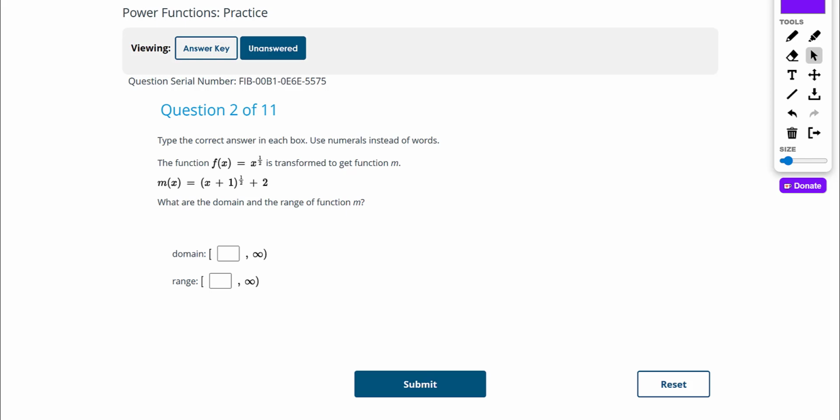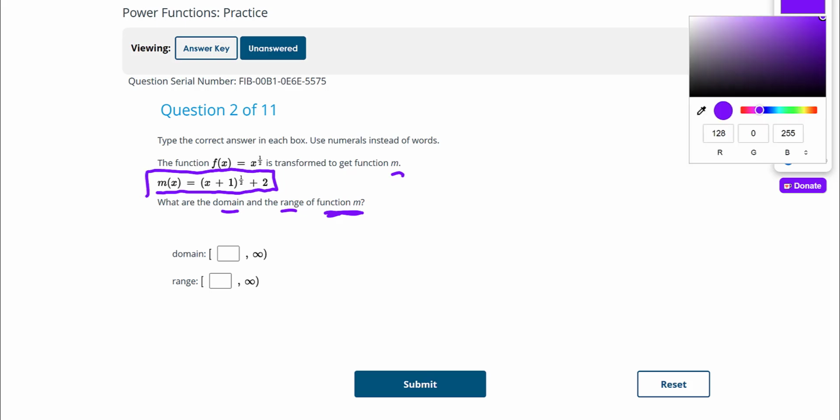Question 2. The function f of x equals x raised to the 1/2 power is transformed to get function m. M of x equals (x plus 1) all raised to the 1/2 power plus 2. What are the domain and range of function m only? So really we're only looking at this bottom function.